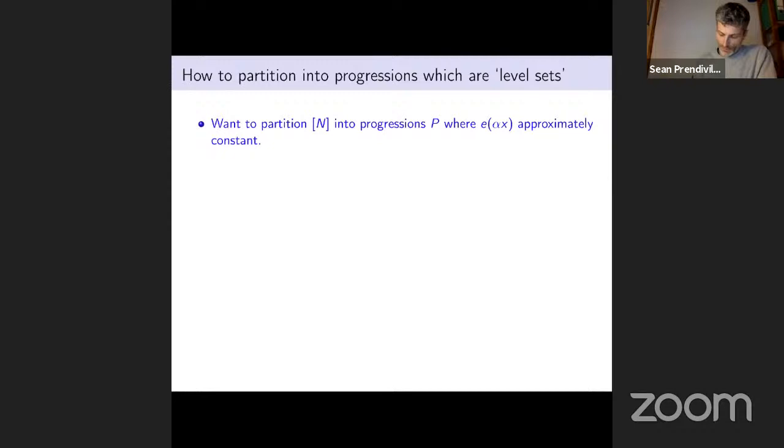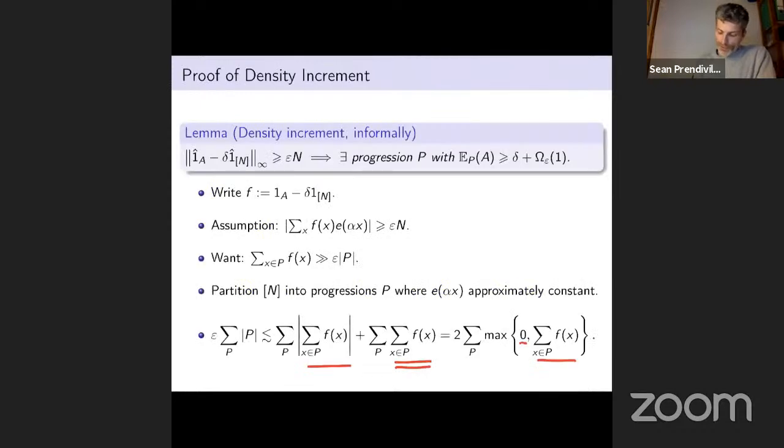Okay. So now we're in the position where we can apply the pigeonhole principle. We know for some P, this sum here is at least epsilon times the length of the corresponding progression. Because if all these things were smaller than epsilon times the length of the progression, then this inequality wouldn't hold. So that gives us our density increment.